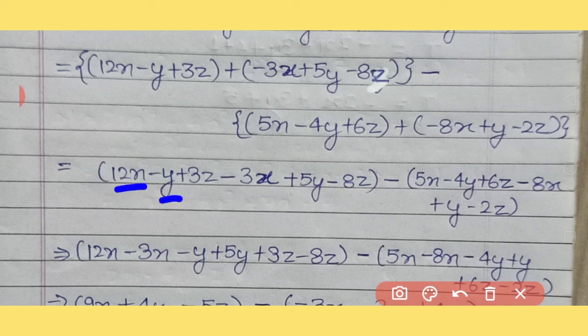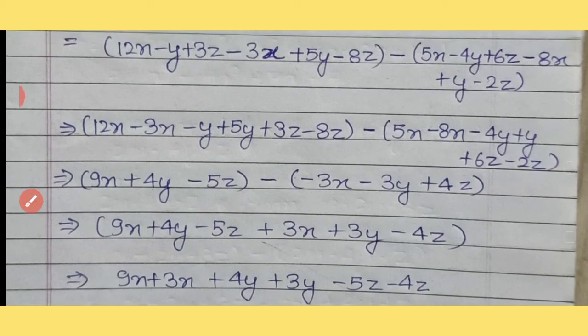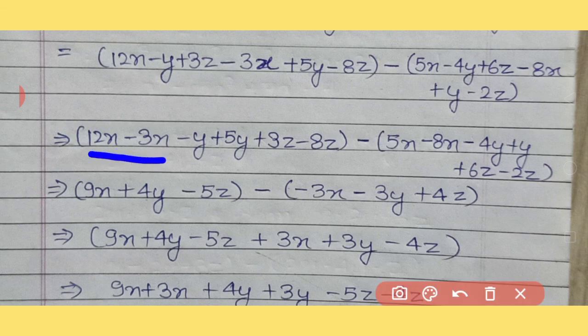12x minus y plus 3z minus 3x plus 5y minus 8z, minus, and then the bracket 5x minus 4y plus 6z minus 8x plus y minus 2z. So we will put together the like terms. So 12x minus 3x, minus y plus 5y, 3z minus 8z, and then the minus sign is there, and now in the second bracket 5x minus 8x, minus 4y plus y, and plus 6z minus 2z.